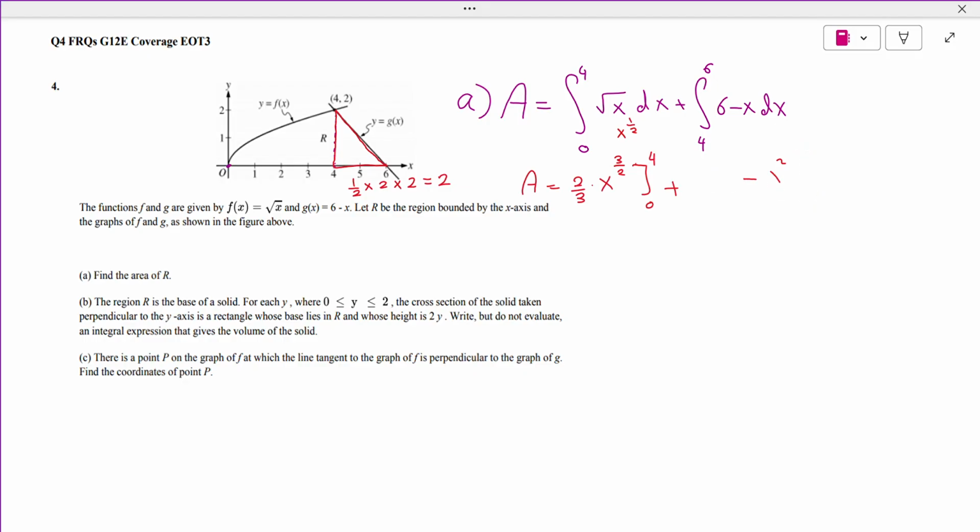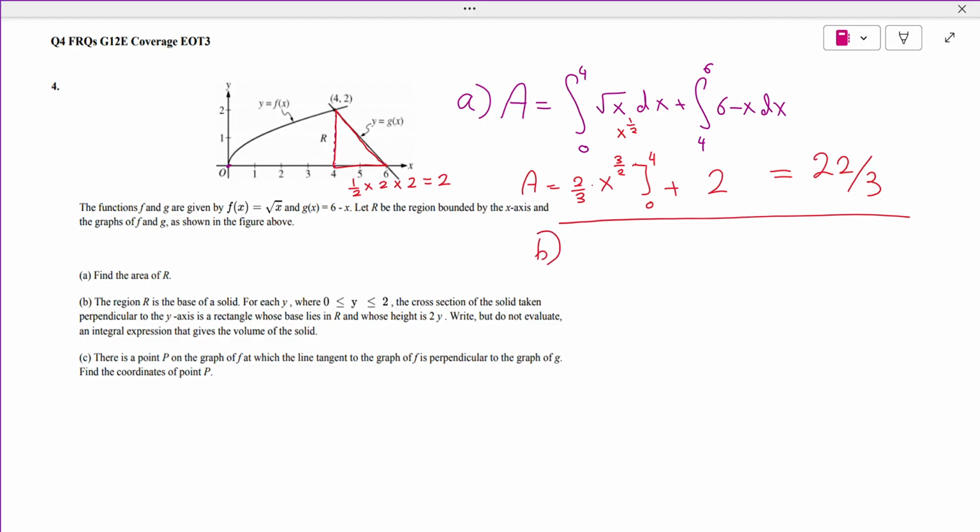So the whole thing, you can replace it with 2. And this should give you, as a final answer, 22 over 3. This is part A. Moving to part B.